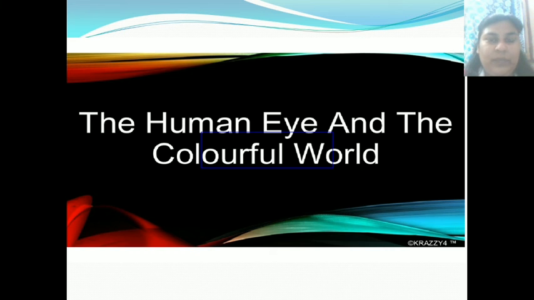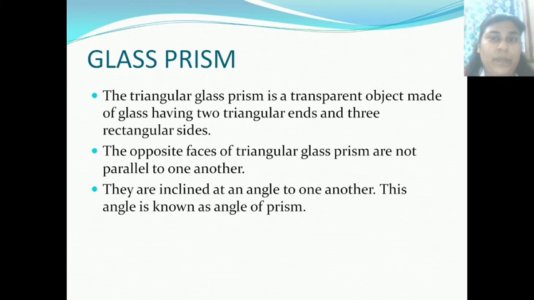So now we will start, and the first topic is glass prism. So what is the glass prism? The triangular glass prism is known as glass prism or simply called prism. A triangular glass prism has two triangular sides and three rectangular sides. The opposite faces of the triangular sides are not parallel to each other, but are inclined at an angle, and that angle is known as the angle of prism. So basically, there are three rectangular sides. One is known as the base of the prism, and the other two sides are inclined at an angle, and the angle between them is known as the angle of prism.